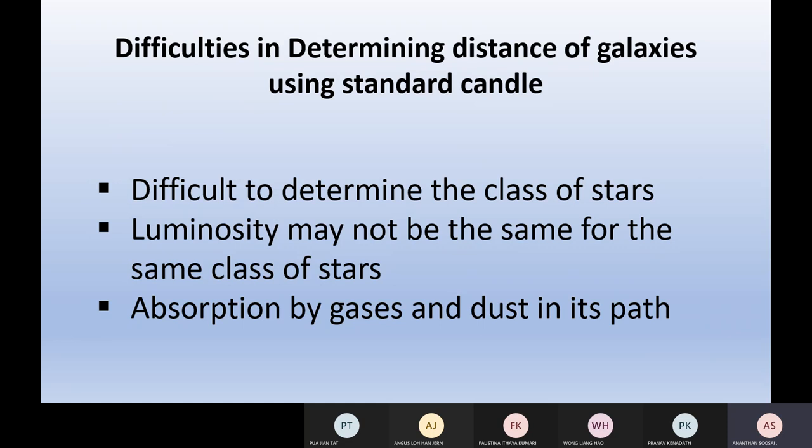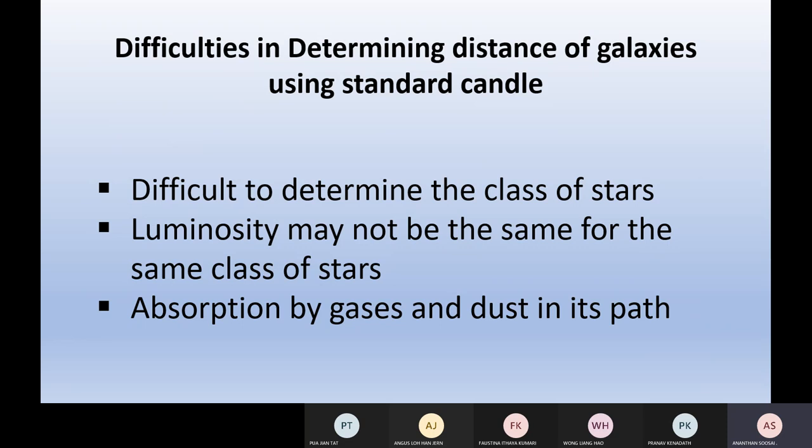There are three problems using this method to find the distance. The distance becomes sometimes not accurate because of these three reasons. First, difficulty determining the class of stars. We don't know which galaxy the standard candle you use represents. The galaxies are sometimes overlapping when you view them. We don't know that Cepheid star belongs to which galaxy. Is it the same group or a different group?